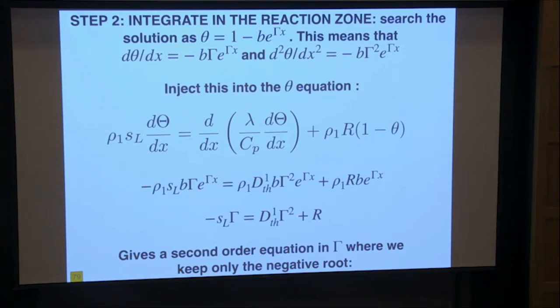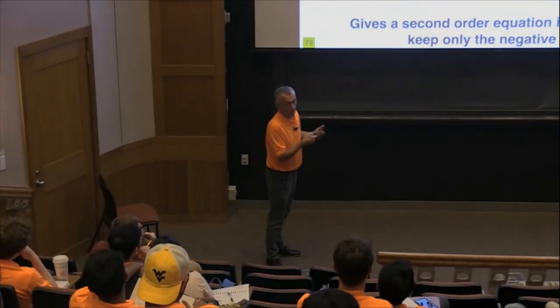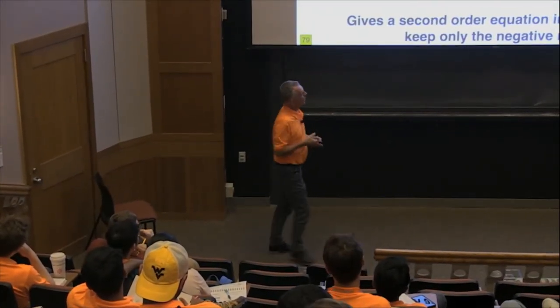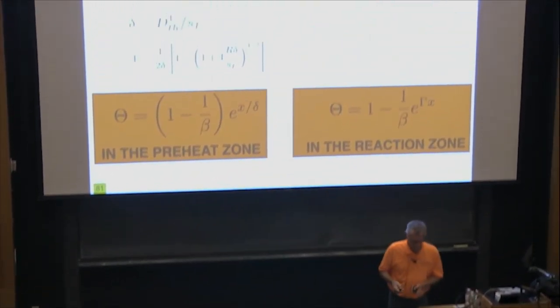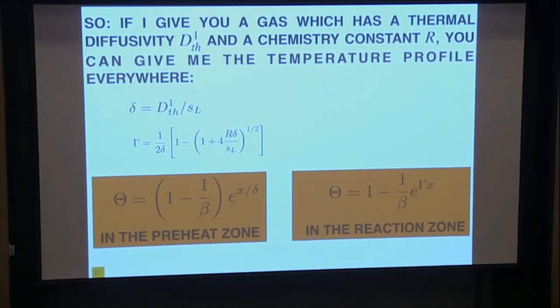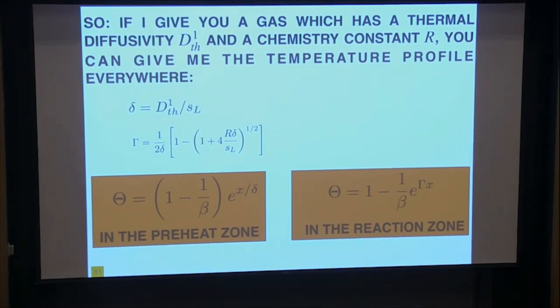Minus b plus or minus square root of b squared minus 4ac, divided by 2a. Remember that? It was a long time ago. So this equation has a root for gamma, so you compute it, and the result is gamma equal that, where I've used delta in this expression. Of course, there are two roots. I take the negative one, because otherwise temperature will go to infinity. I don't want this root. So you see that now, in the reaction zone, I know exactly the shape of the temperature. So I have solved almost everything.